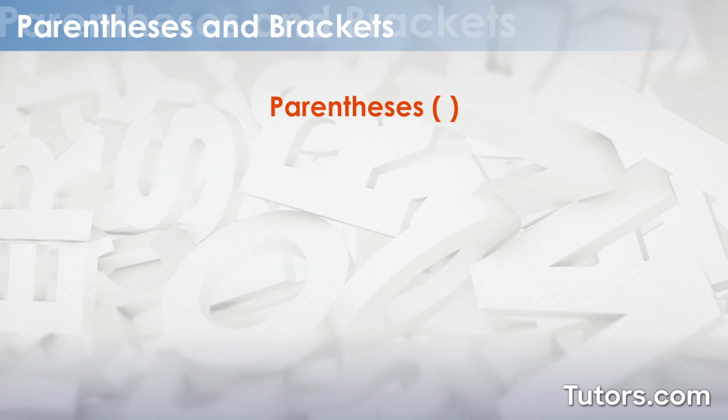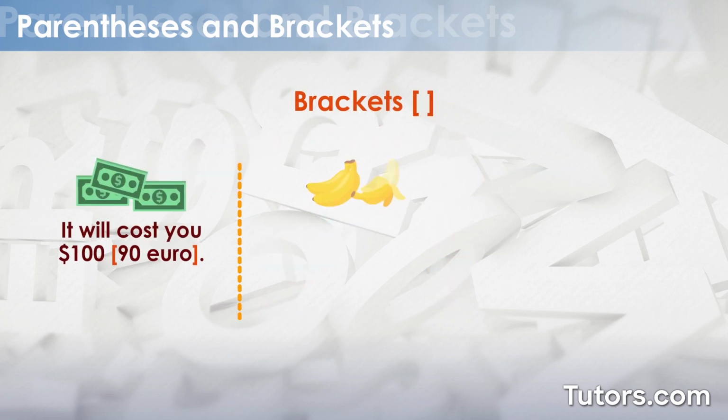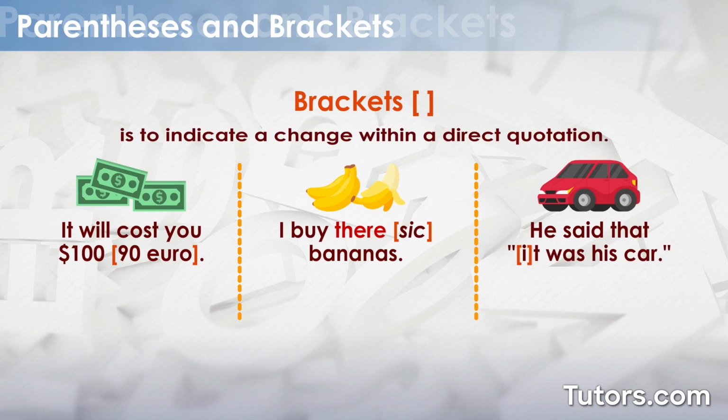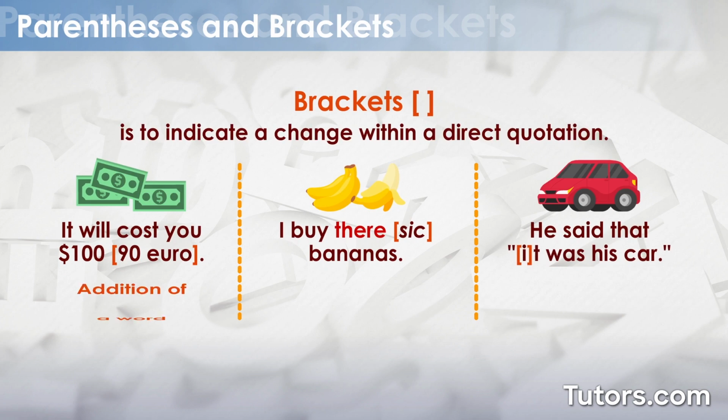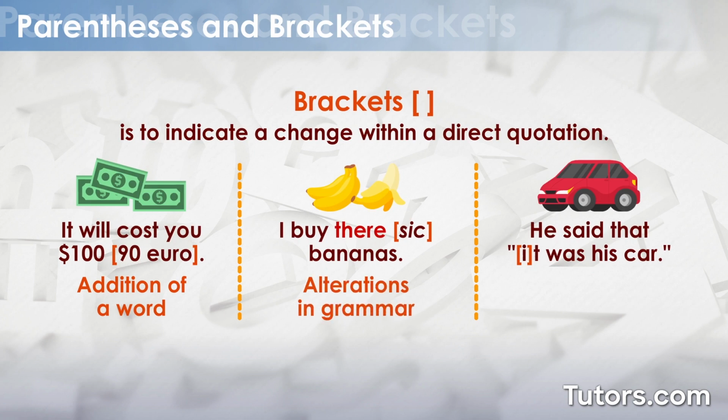Like parentheses, square brackets also come in pairs. Their primary function is to indicate a change within a direct quotation, whether it is an addition of a word, alterations in grammar, or modified capitalization.